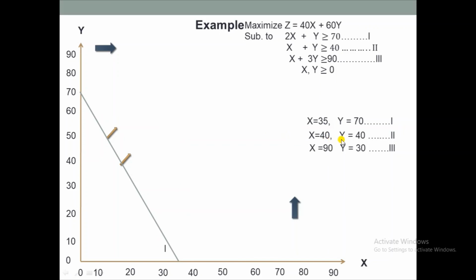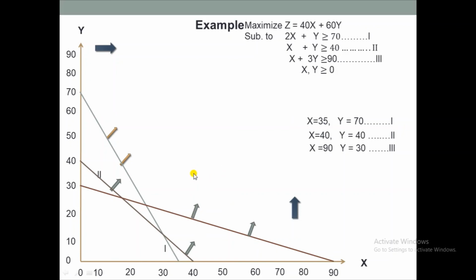Second constraint is x 40, y 40. Sorry, x 40 and y 40. This is going to be the second constraint, and it is also greater than, so above the line. Third constraint is x 90, y 30. So this will be connected like this, and this is also greater than type, so it will also show the region above the line. So these two arrows are showing the region above the lines.